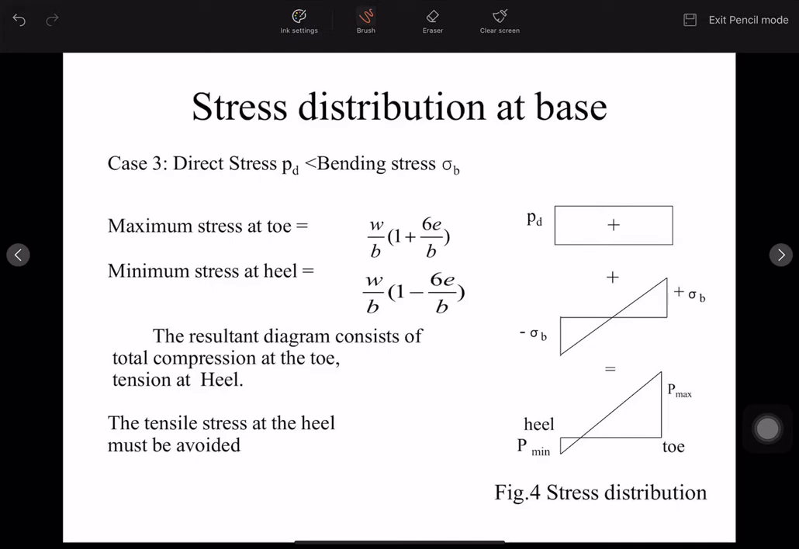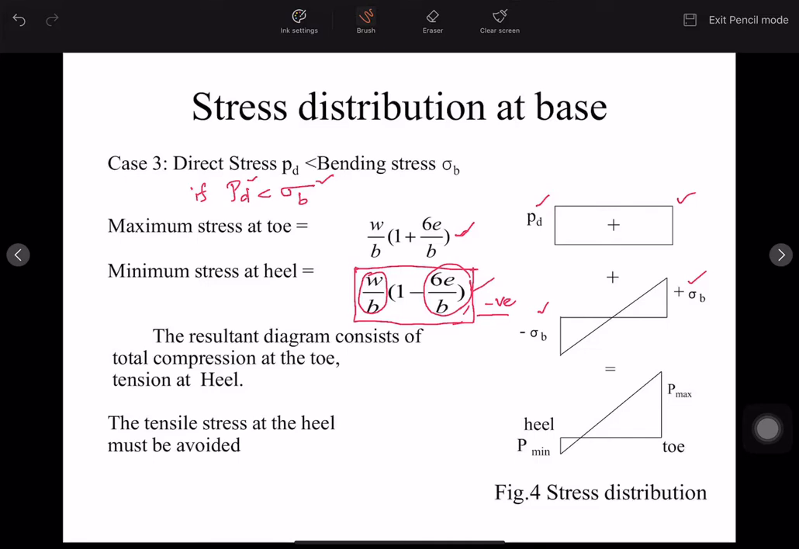And in the third case, if PD is less than sigma b, right? In this case, the same way we need to add the heel side and toe side pressures. We'll get these two values, but as I said, in the condition itself, if PD is less than sigma b, we will get a minus value, a negative value here, right? Because this value will be lesser than this 6e by b. As it is having a negative sign, we will get a negative result.